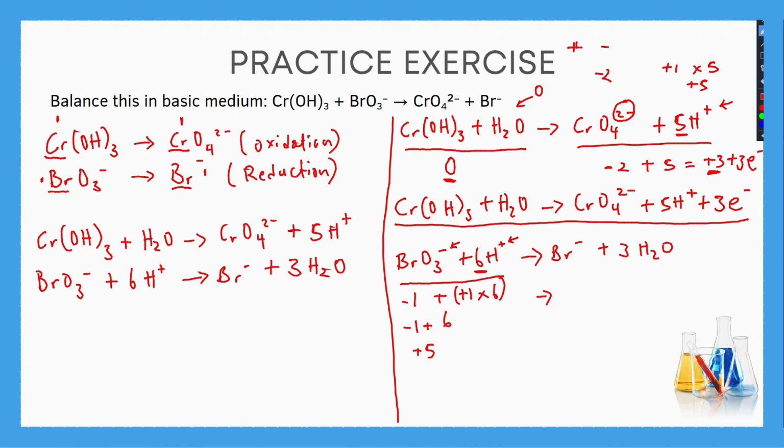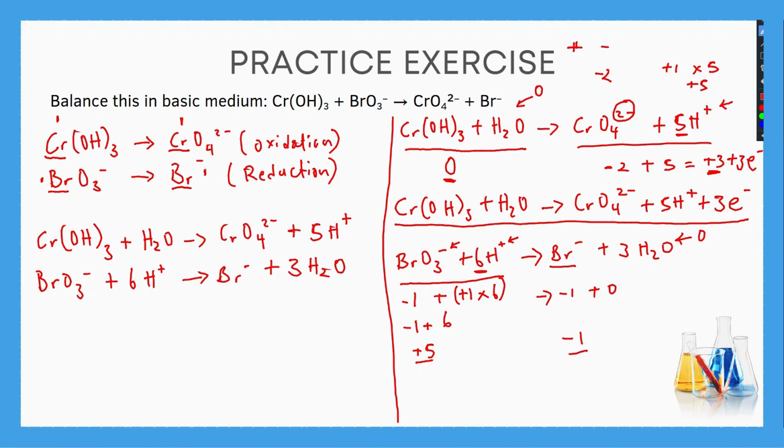On the other side, however, we have a charge of -1 on this bromine, and over here there are no charges. This water molecule is basically neutral. The charge is 0, so it becomes -1 plus 0, which is -1. So on the left hand side we have a charge of +5. On the right hand side we have a charge of -1.